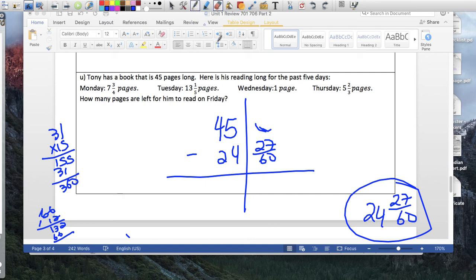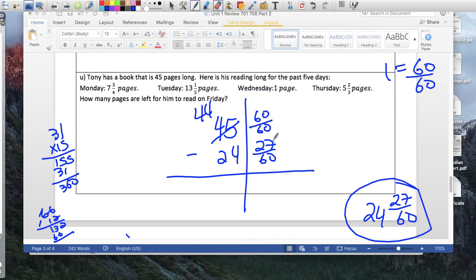But if that empty space borrows from the 45, this becomes a 44. And that throws 1 over here, right? But I don't want to write 1 over there. I want to write another way of expressing 1. Another way of expressing 1 is to write 60 over 60, which makes my life easier when I'm subtracting, right? Isn't that the same thing as 1?